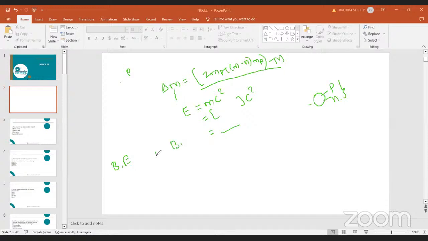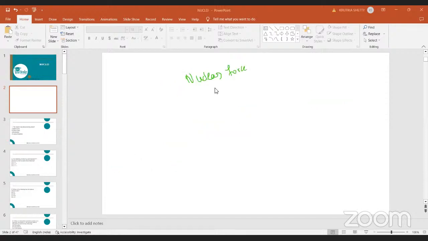Then we have the nuclear force. What do we mean by nuclear force? It is the force within the nucleus of the atom that holds the nucleons together. These nuclear forces are short range forces. They are charge independent. And these nuclear forces are the strongest force in nature.